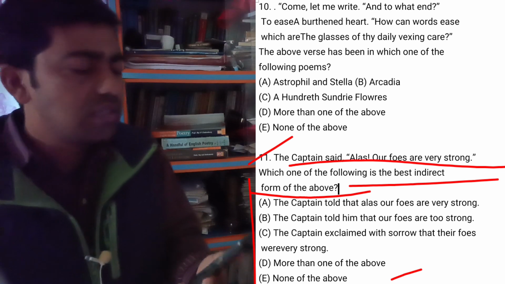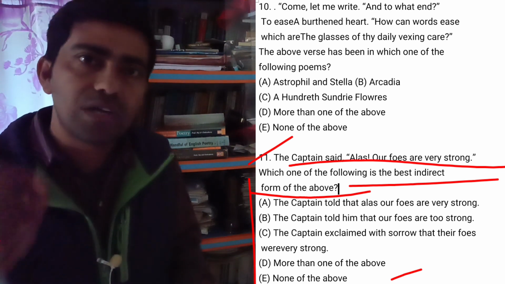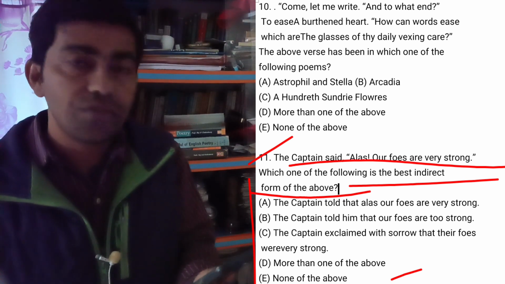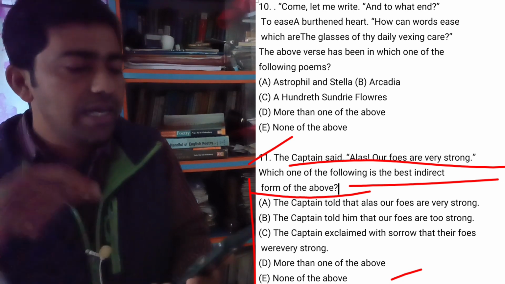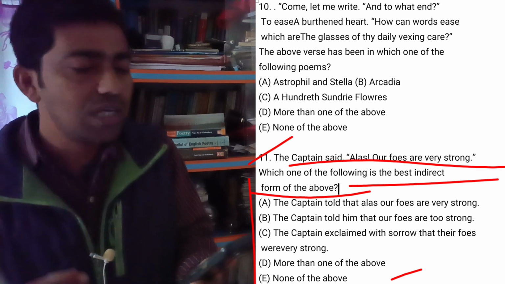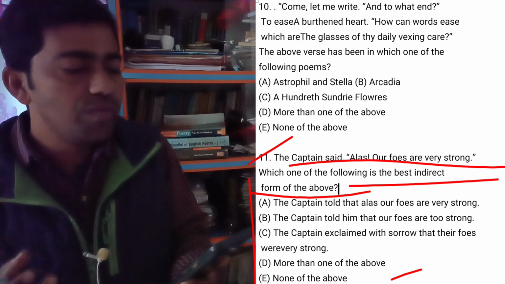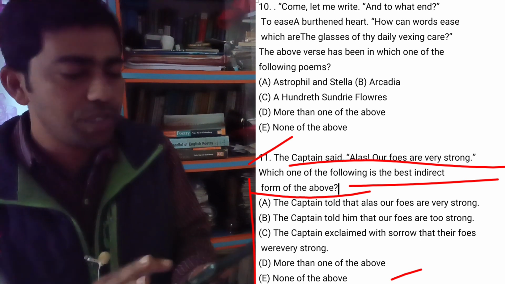Number 11 question. The captain said, "Alas, our foes are very strong." This is from the grammar portion. So the captain said, comma, then inverted comma begins, alas, exclamation mark, our foes are very strong. Inverted comma close. Which option will be correct if we change it into indirect speech?